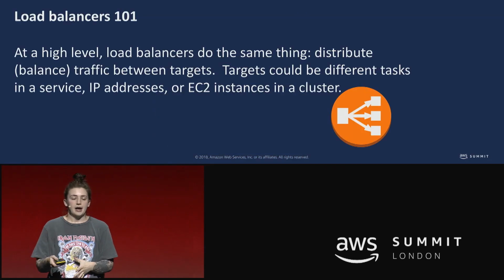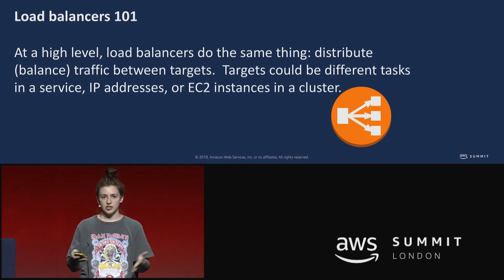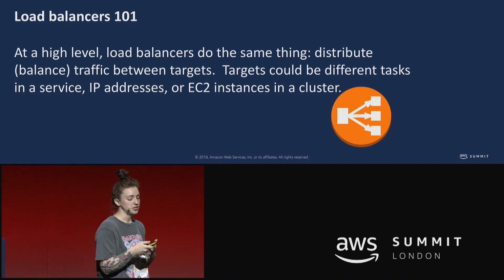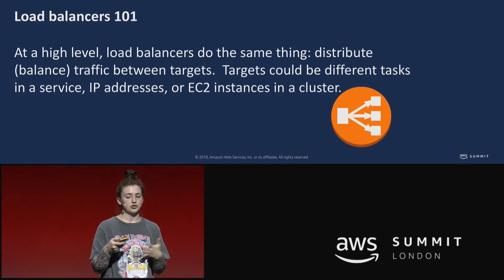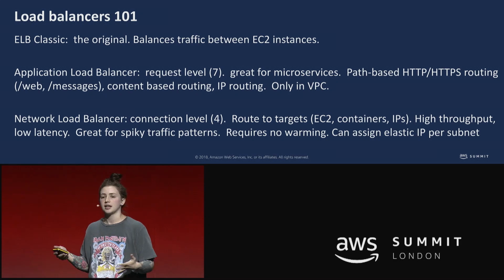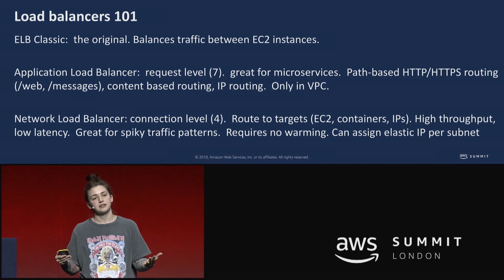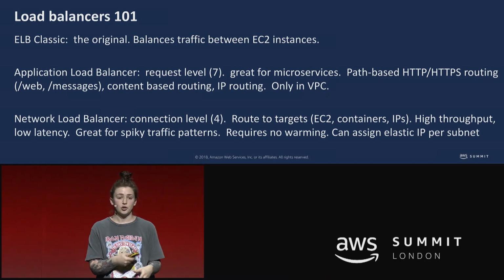So all load balancers kind of do the same thing. They distribute your traffic. That might be between an IP address or an EC2 instance. It could be different tasks in a service. 3 different kinds. So number 1, ELB Classic. That's the original. Balances traffic. That is it. Next up is application load balancer.